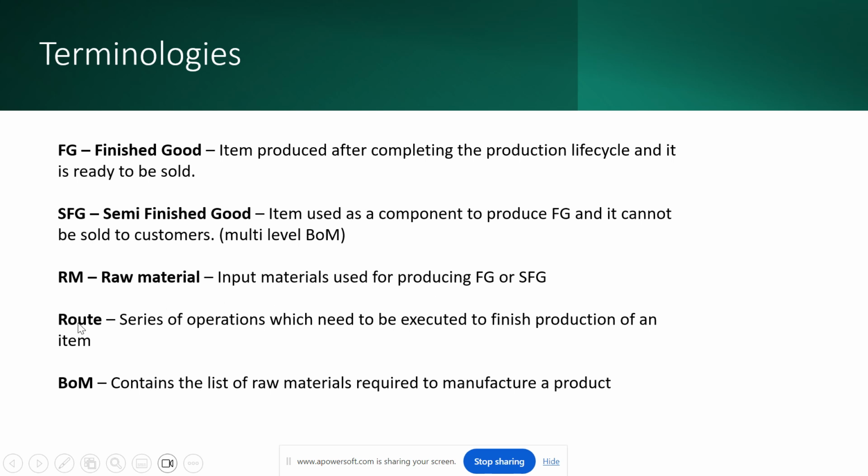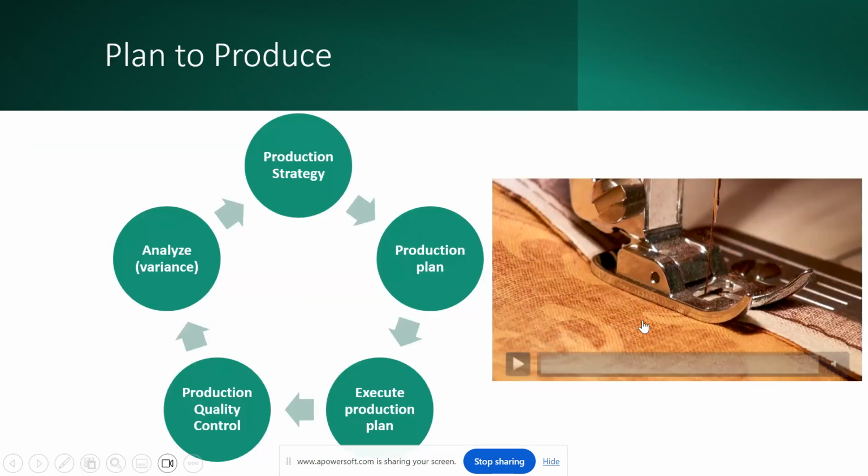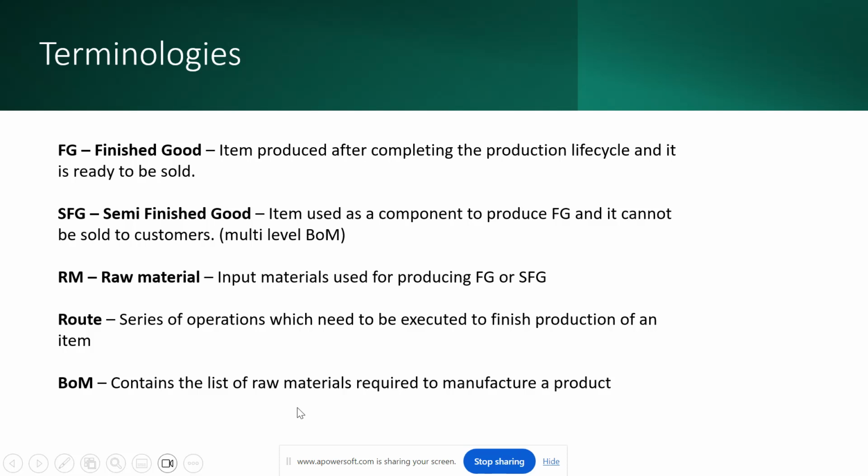And then we have route. Route is the terminology used in D365 to define the series of operations which need to be executed to finish production of an item. Let's say in the example of manufacturing a shirt, you need to perform the cutting and then sewing and then packing. So these are all the operations which need to be performed before the shirt comes out as a finished good, right? So these key operations are defined as route in the D365 production control module.